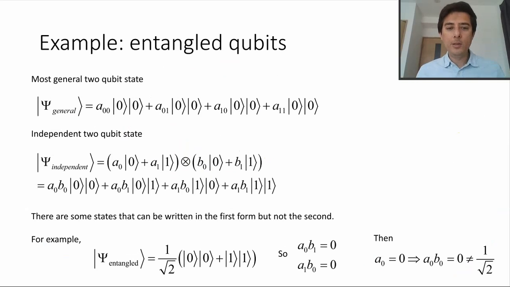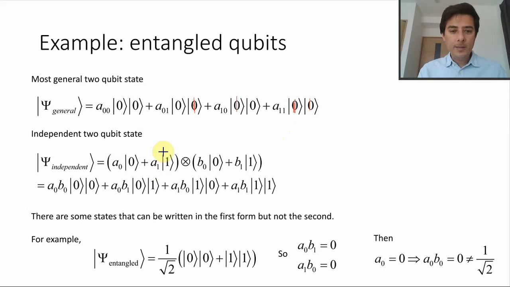Okay, so let's just look at an example because I think that will give you a better feel for it. So let's consider the most general 2-qubit state. This can be written as some linear combination of these states. Sorry, I've messed up the notation here. So this should be 1, this should be 1, and this should be 1 and 1 here. Okay. So that's the most general state that can be written.